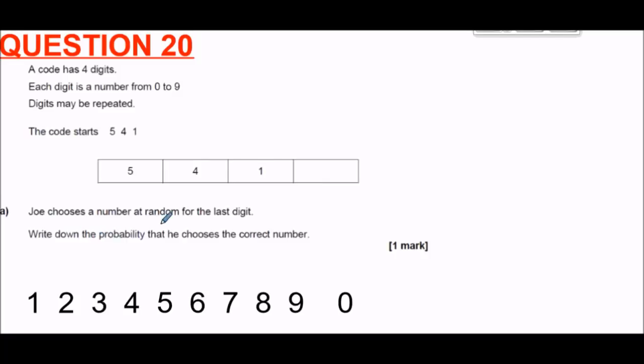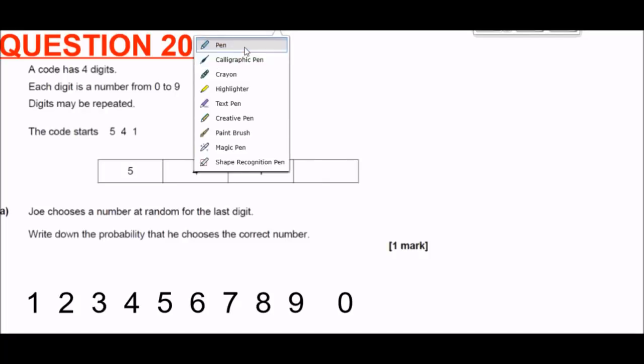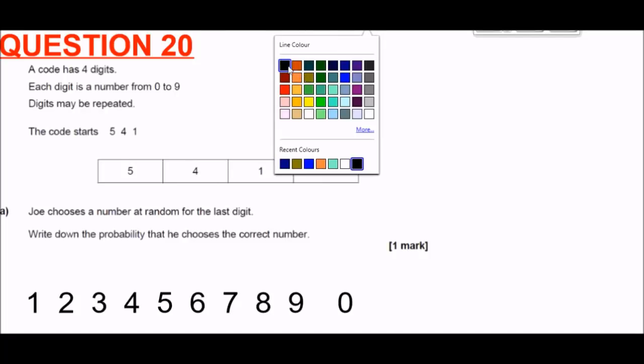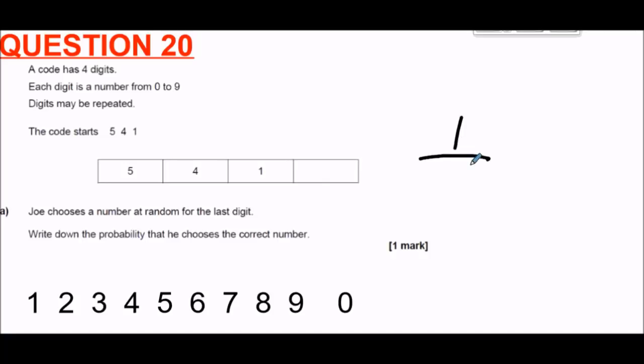So he chooses a number at random for the last digit. Write down the probability that he chooses the correct number. Knowing that the digits could be repeated, and there's 10 possible digits to choose from, then Joe would have to guess one correct number out of a total of 10 different guesses. So the probability that he chooses the correct number is 1 out of 10, because there's only one digit which will be correct, and there's 10 possible different digits it could be.